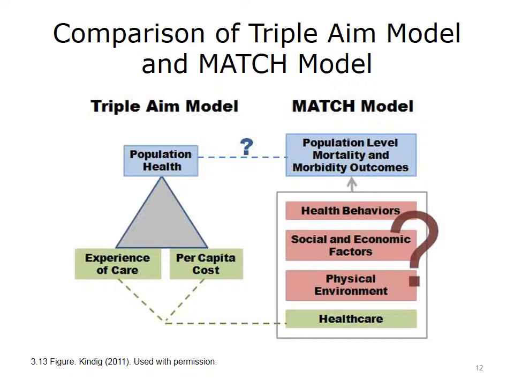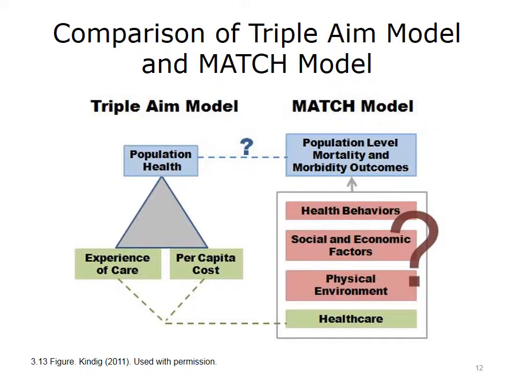The two legs of the triple aim, experience of care and per capita cost of care, are indicative of this determinant of health, which is the quality and the access to health care. But population health is influenced by these multiple determinants. They seem to be lacking in the triple aim model.